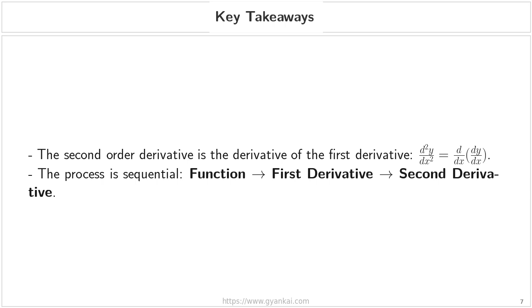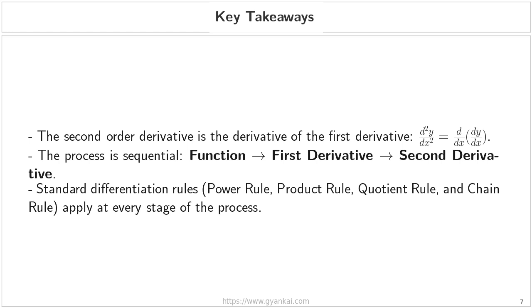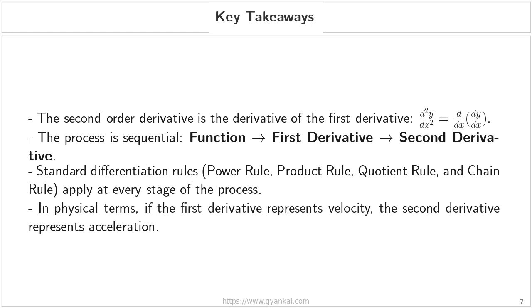It is also crucial to remember that all the standard differentiation rules you have already mastered, such as the power rule, product rule, quotient rule, and the chain rule, apply at every stage of the process. As we highlighted in the previous slide regarding common mistakes, be especially careful with the chain rule when differentiating the first derivative to reach the second. Finally, to keep the conceptual meaning in mind, recall the kinematics analogy we discussed earlier. In physical terms, if the first derivative represents the velocity of an object, then the second derivative represents its acceleration.